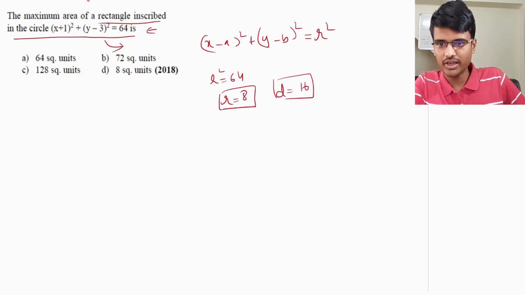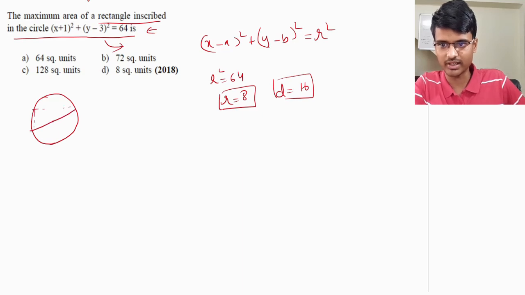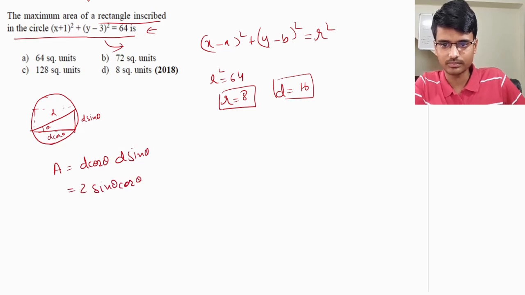So if I take a circle, I'll just explain this. This is our center, this is our diameter, and this is our rectangle, right? This is the length, this is the breadth, this is our d. Say this is some angle theta. So this side will be d cos theta, and this will be d sin theta. And what is the area of this rectangle? It is d cos theta into d sin theta, so this is d^2 sin theta cos theta. I can reduce this to d^2 sin 2 theta by 2.